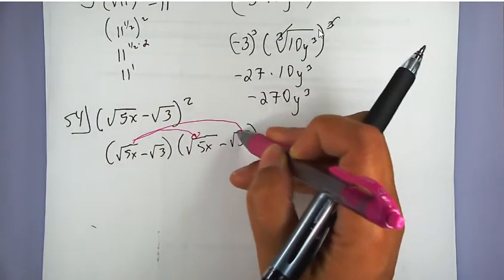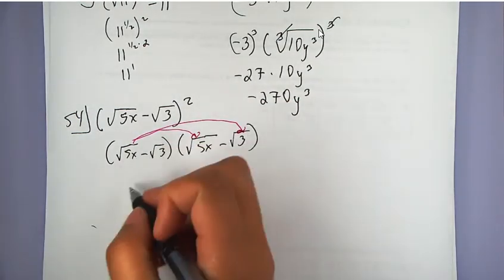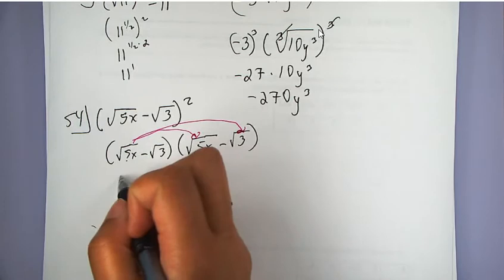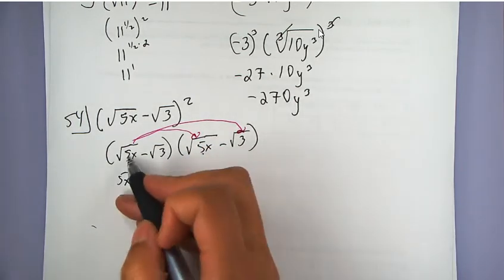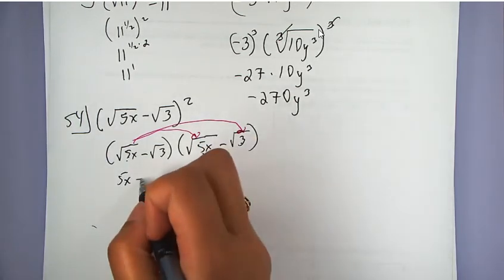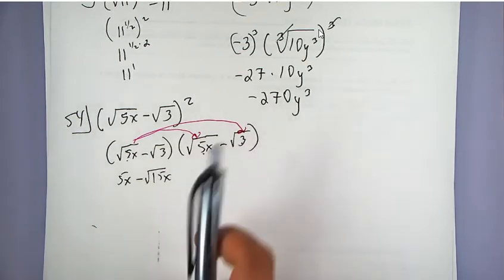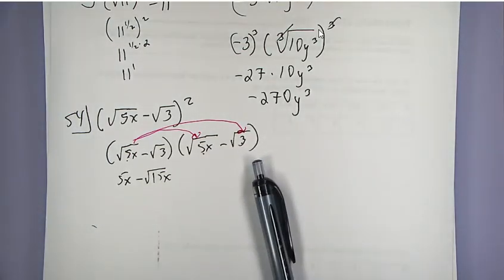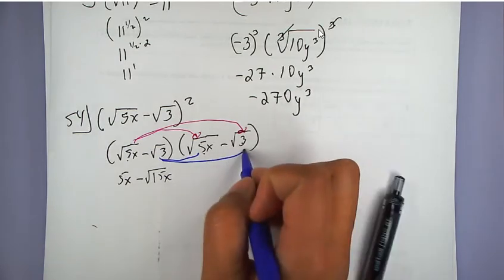All right, now we combine like terms. These are like, so we end up with 5x. We usually put our number first, which is plus 3, our constant term, and then our radical. And we've got two of those, so minus 2 square root of 15x. And guess what? That's it.